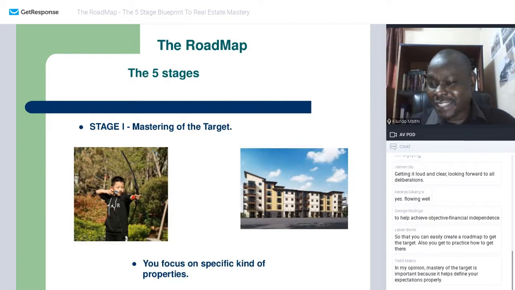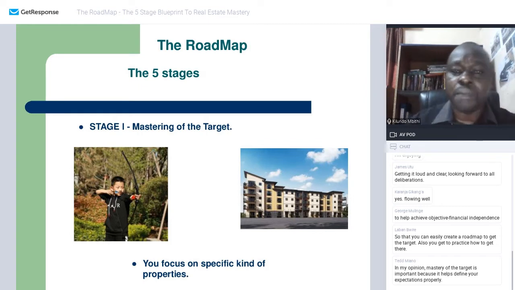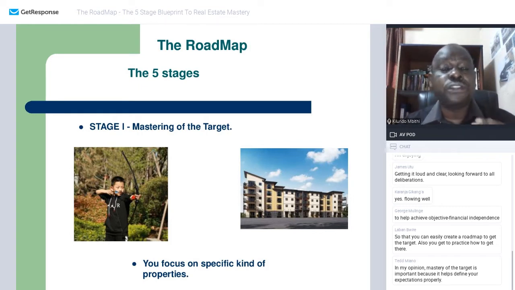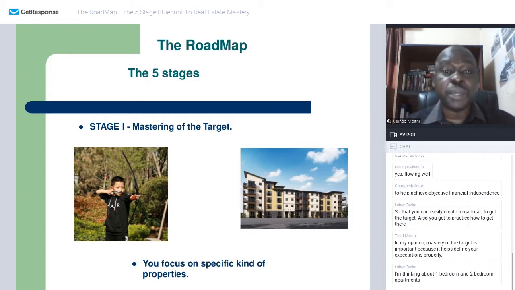Okay, the messages are coming here. Wonderful, Laban. Let me bring this to this side so that I can enjoy these comments. All right. George says, to achieve financial independence. Wonderful. Yes, George is right. George says mastery of the target, the asset class that you're going to buy, is crucial so that it helps you achieve your final objective, which is financial independence. Wonderful, George. Let's see what Laban says. Laban says so that you can easily create a roadmap to get to the target, to the desired destination.